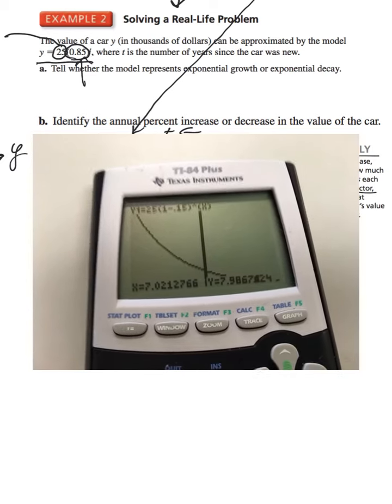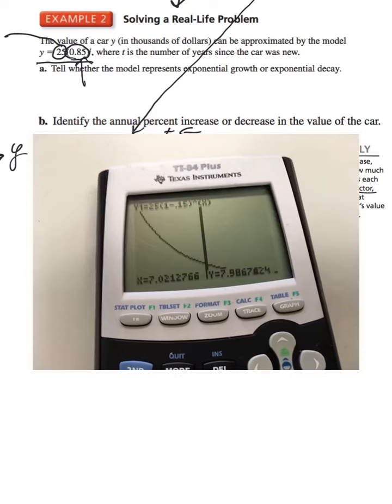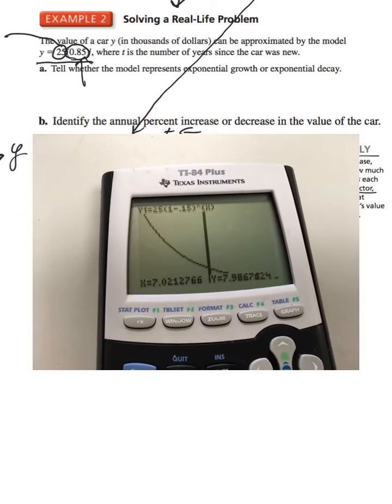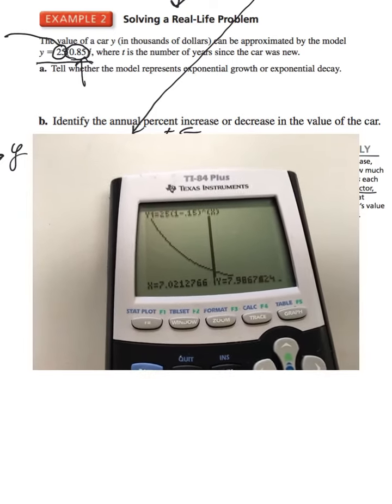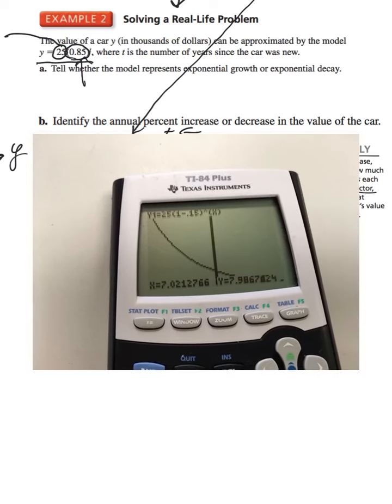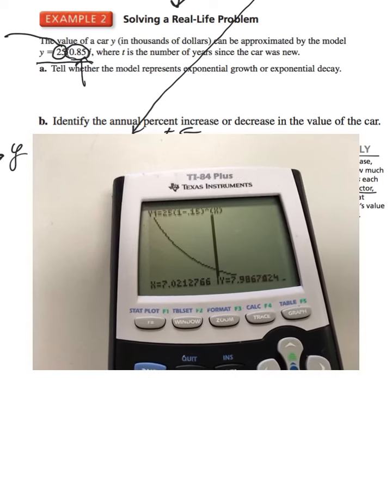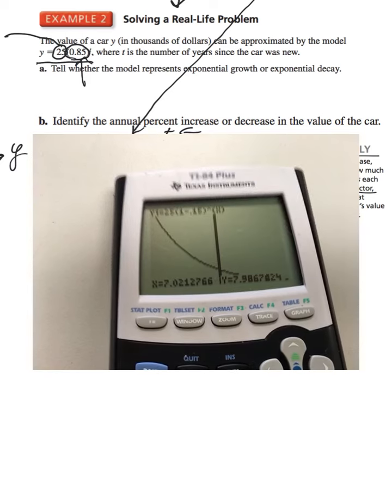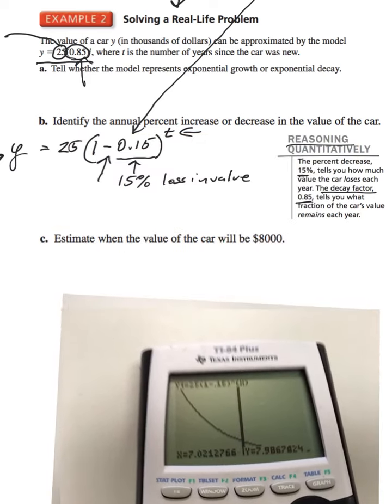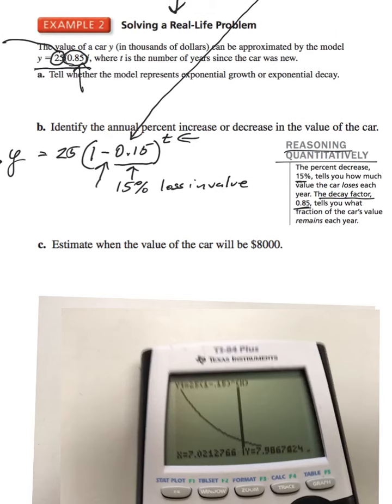So that's how you're going to do the one question that we have on the homework regarding the problem. So on the homework, you're going to create the equation. And if you need to, come back and look at what we did on this so that you'll have a better idea what's going on. So to estimate when the value of the car is going to be $8,000, you just put this equation into the calculator and adjust it till you get that 8,000.